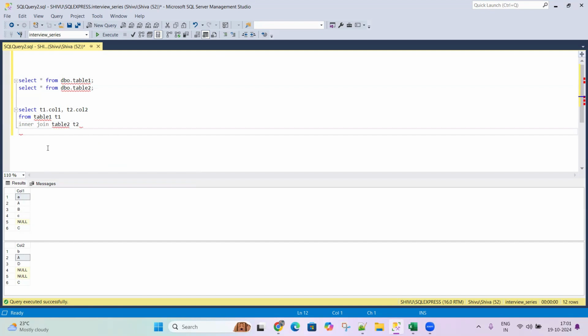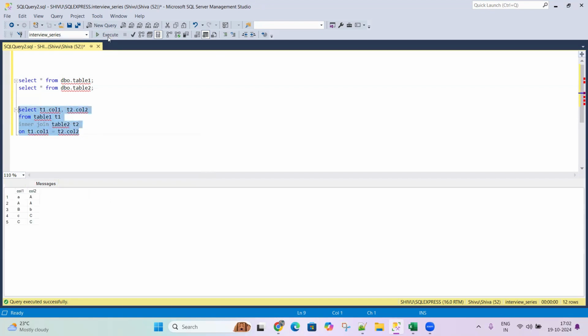Now, what is a join? We have to match, right? So on the condition of T1 dot column one equal to T2 dot column two. So let's see what the output is here. So you can see here, we joined the tables and you can see the output.